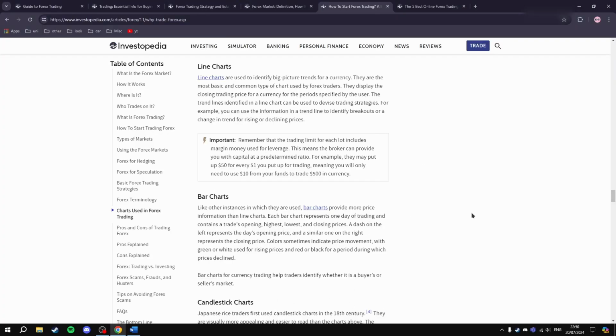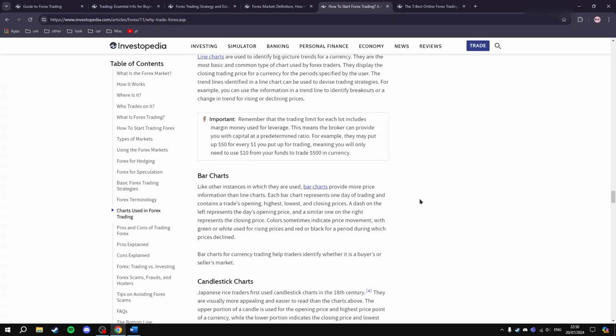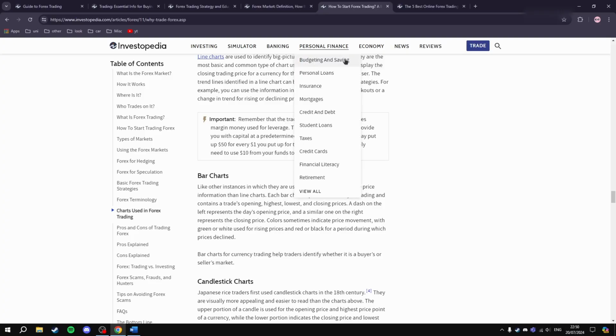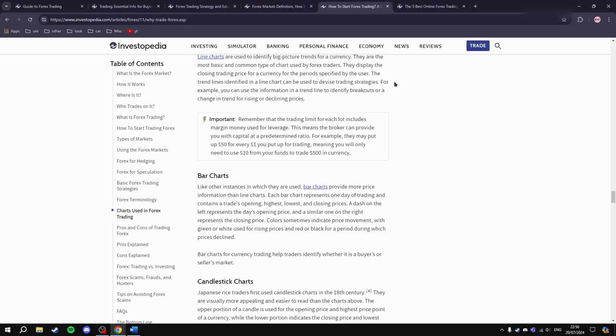They're the most basic and common type of charts used by Forex traders. They display the closing trading price for a currency for the period specified by the user. The trend lines identified in a line chart can be used to advise trading strategies. For example, you can use information in a trend line to identify breakouts or a change in trend for rising or declining prices.